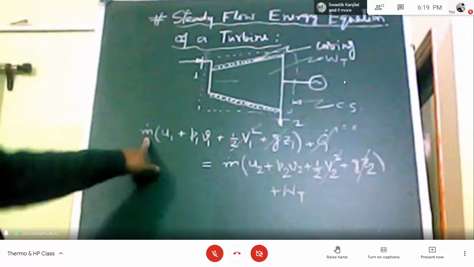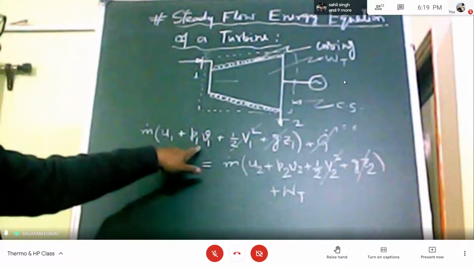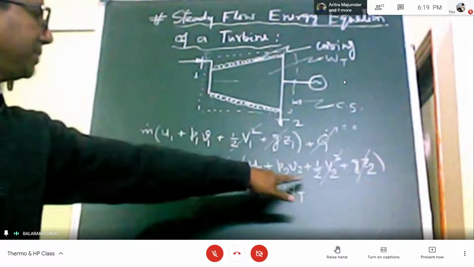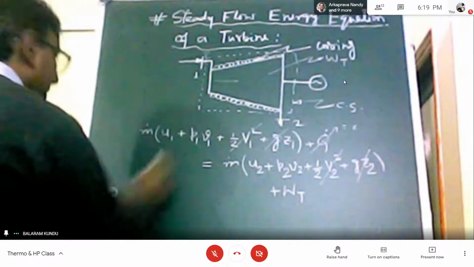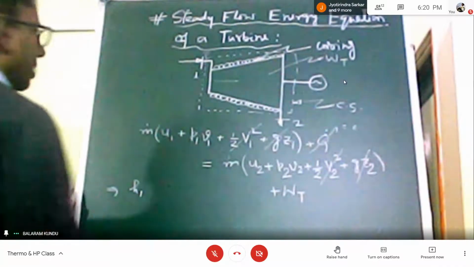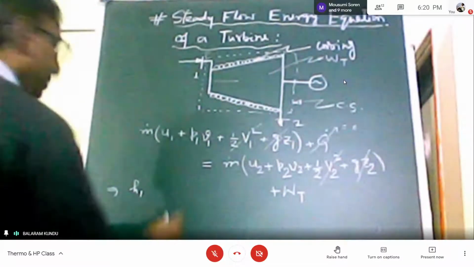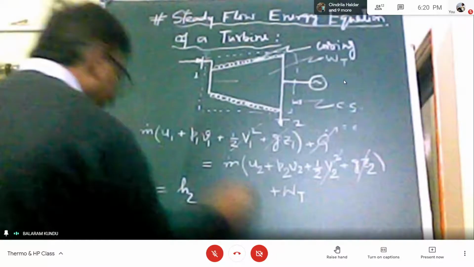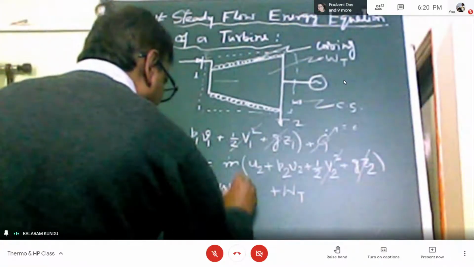Therefore you can write this after deleting all these terms. Then m dot is there. We know that U1 plus P1 V1 is the enthalpy at state point 1, and U2 plus P2 V2 is the enthalpy at state point 2. So we can write m dot times H1, the enthalpy at state point 1, equal to m dot times H2, the enthalpy at state point 2, plus the turbine work W.